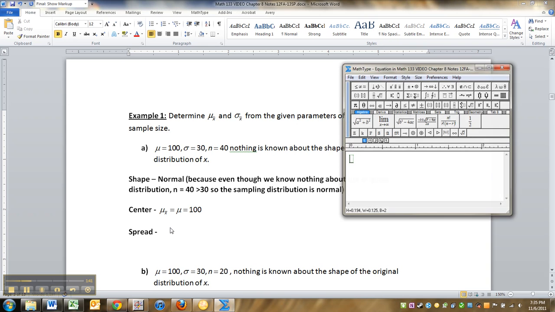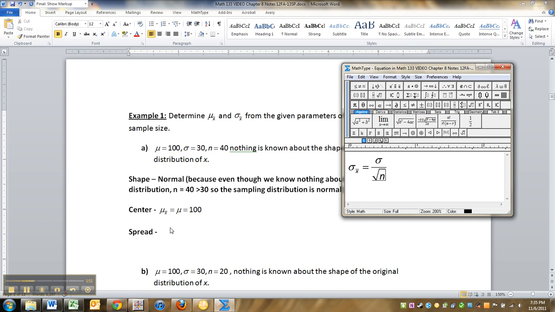Now what about the spread? The spread is sigma sub x bar, which is, according to the central limit theorem, sigma divided by the square root of n, which is 30 divided by the square root of 40.